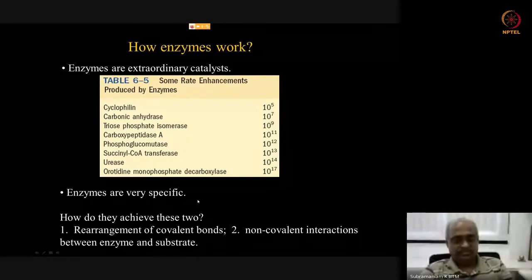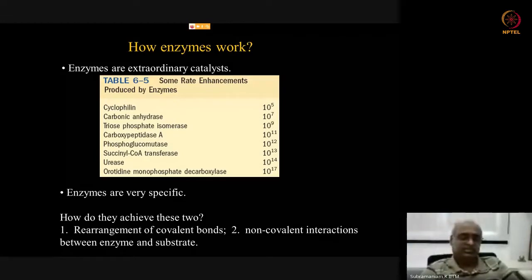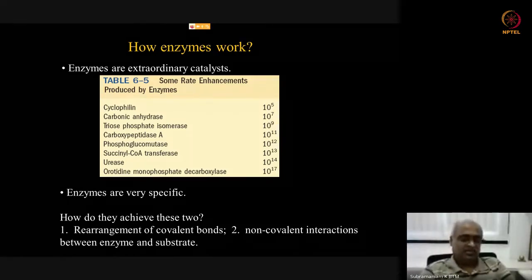And they are very specific. This I have highlighted multiple times. An enzyme that will phosphorylate glucose at the 6th position will not do so for galactose at the 6th position. And I think the last time I used the example of digestion of starch versus cellulose. The enzyme in our body will hydrolyze starch into glucose, but not cellulose into glucose. So enzymes are very specific. So two important points are shown in these two bullets. One, they are extraordinary catalysts, and they are very specific.